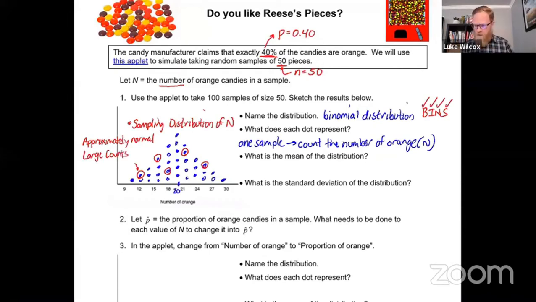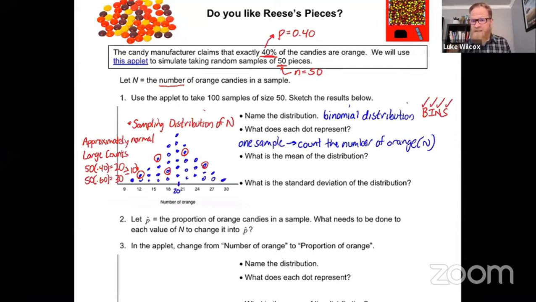And remember, the large counts condition says that n times p, 50 times 0.40, which is 20, and then n times 1 minus p, which is 30, has to be greater than or equal to 10. That's really telling us the expected number of successes and the expected number of failures are both greater than or equal to 10. And sure enough, they are here. And so I'm comfortable saying that this distribution is approximately normal. So that takes care of the shape.